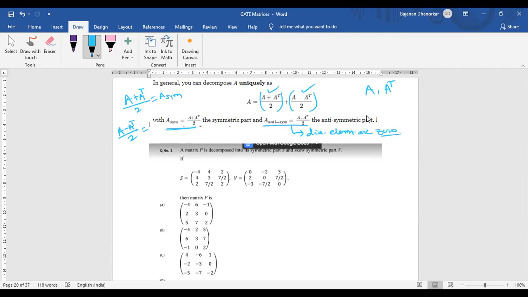Now how is the problem asked, and I think this problem was recently asked in your exam. A matrix decomposes into a symmetric part and a skew-symmetric part. This is the symmetric part, this is the skew-symmetric part. They have given these parts, then what is the matrix A? Now we know this matrix is written as symmetric plus antisymmetric, that is, A plus A transpose divided by 2 plus A minus A transpose divided by 2.